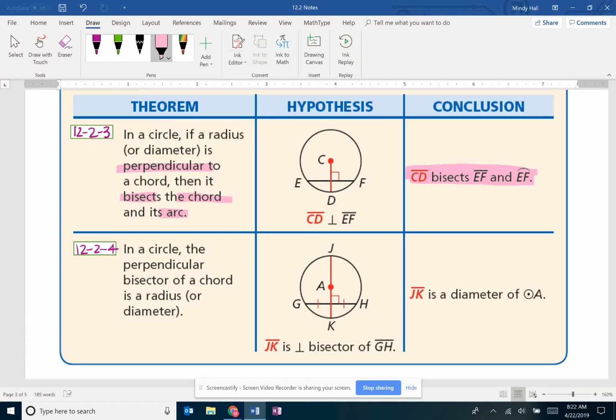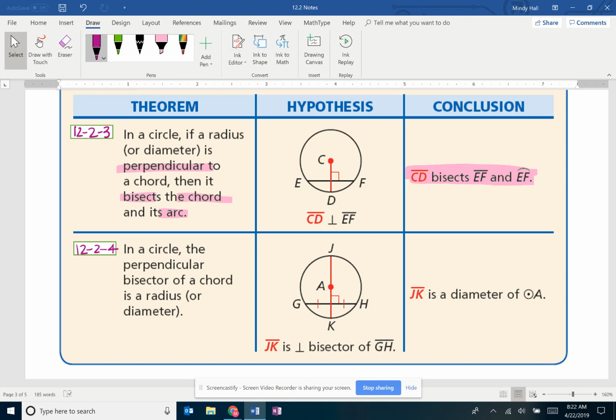Now, if the perpendicular bisector of a chord is a radius or diameter, then because this chord got bisected and it's perpendicular because of that 90-degree angle right there, I know that JK would be a diameter of circle A. If this only went to like A to K, then we would know that AK was a radius for this circle.